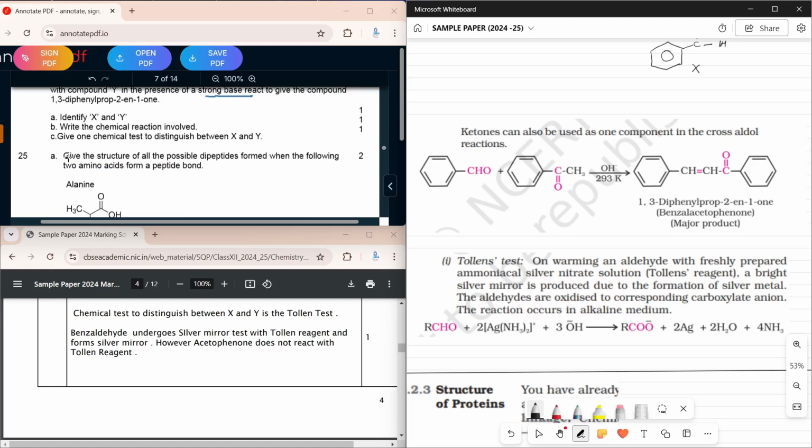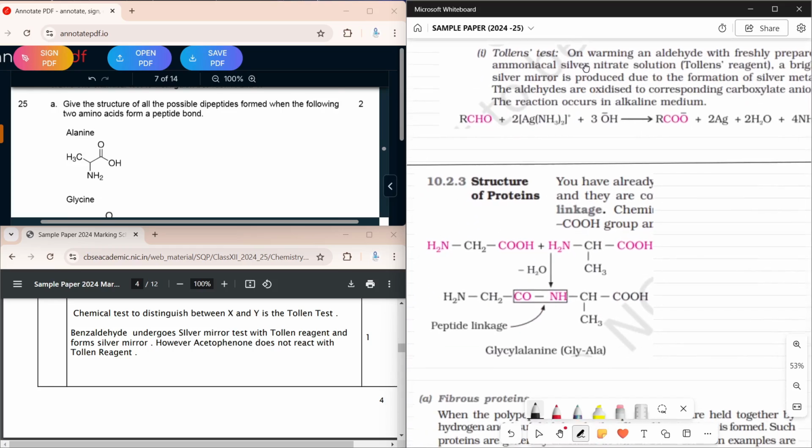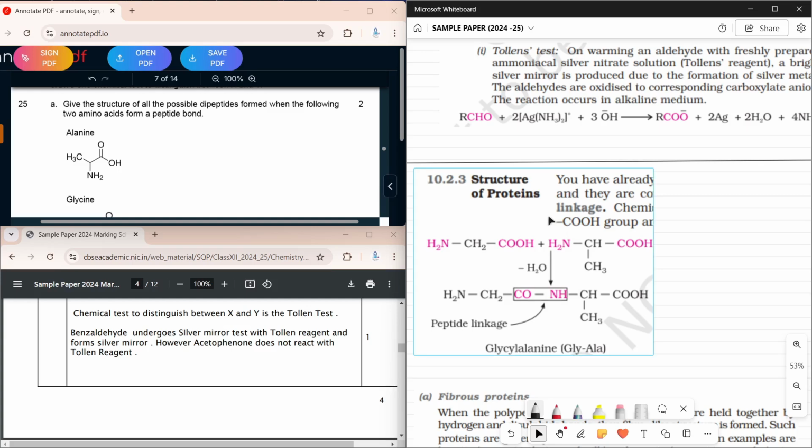Question number 25. Give the structure of all the possible dipeptides formed when the following two amino acids form a peptide bond. So we have alanine and glycine. Oh wait, the previous question, the second part of the previous question, was also based on aldehydes, ketones and carboxylic acids. So this question number 25 is obviously based on the chapter biomolecules.